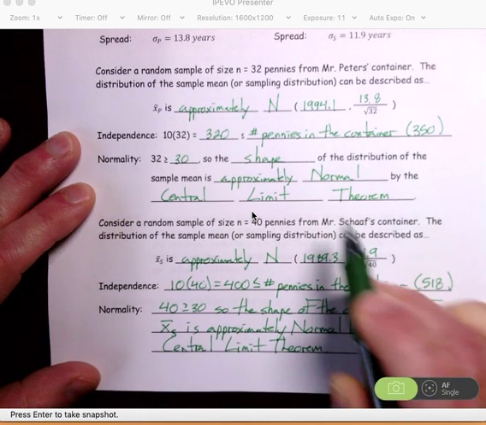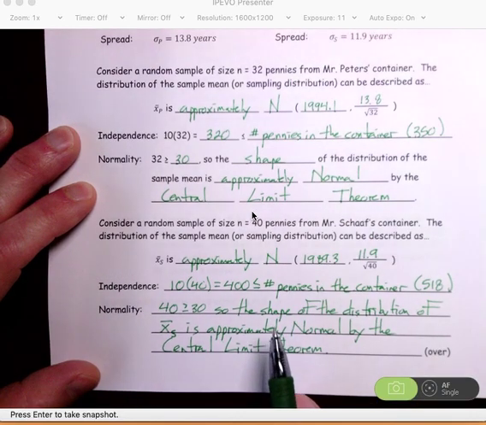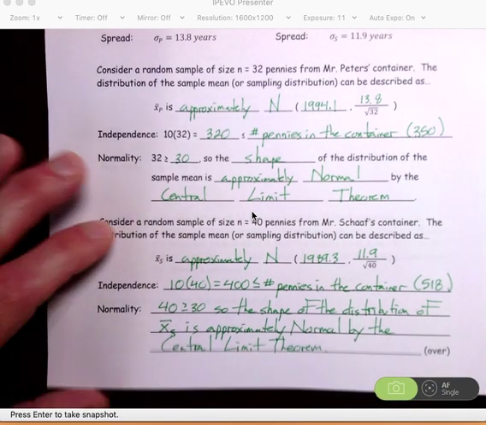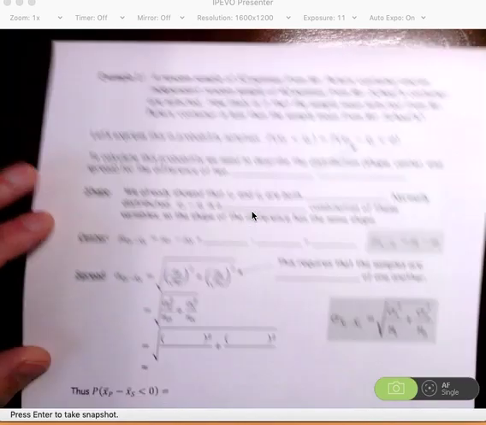So we know the distribution of means from Mr. Peters' container. We know the distribution of means from my container. So now we're going to look at combinations of those means. So here's our first example.